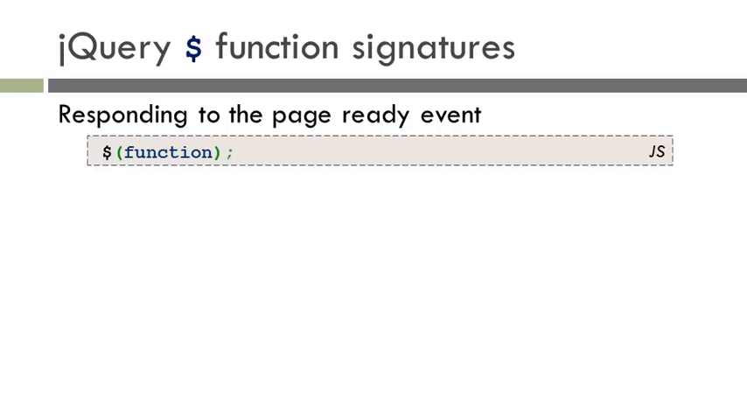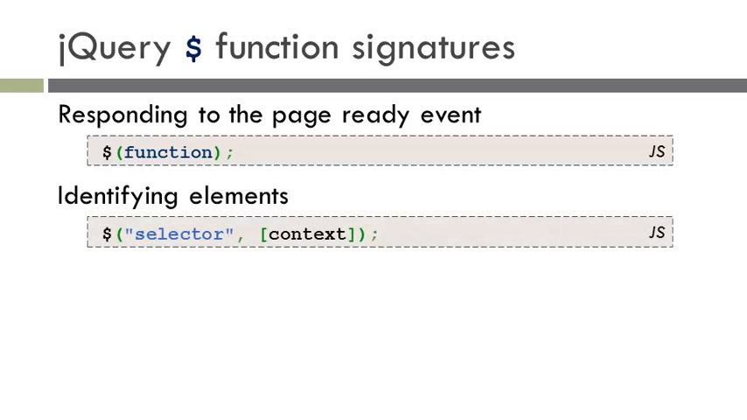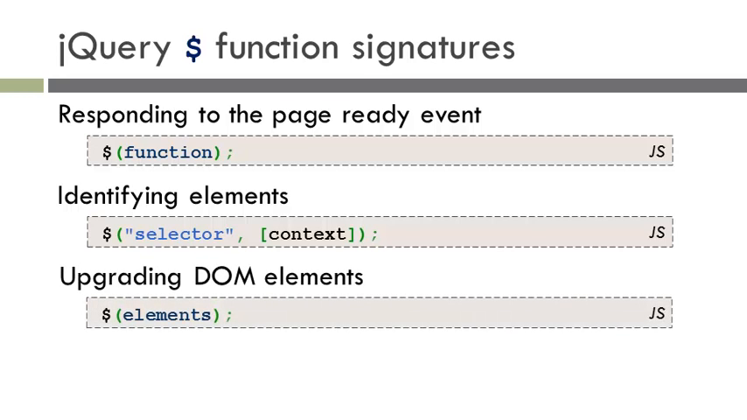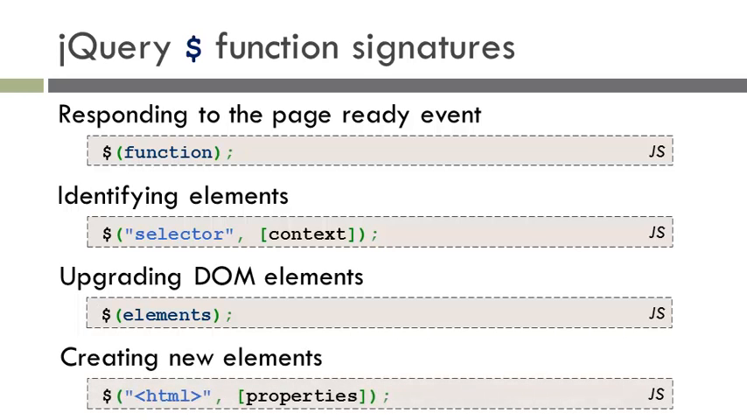Just to recap, the jQuery function is very versatile and it can do many things for you that the DOM cannot do or that the DOM does not do well. It can be used to respond to the page ready event. It can identify elements in various ways. It can be used to upgrade a DOM element to a jQuery element. And it can also be used to create new elements.